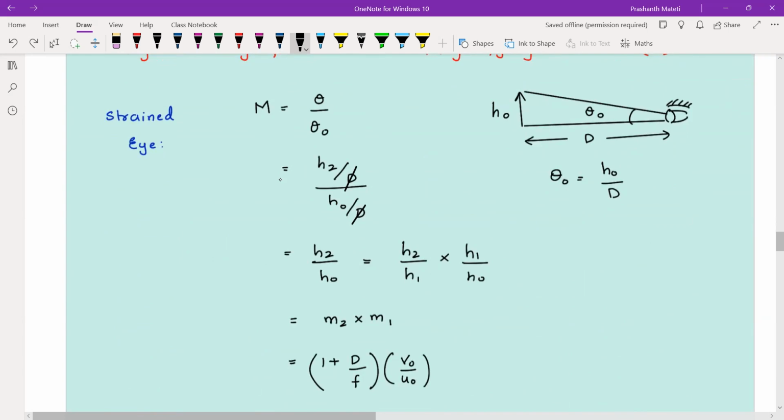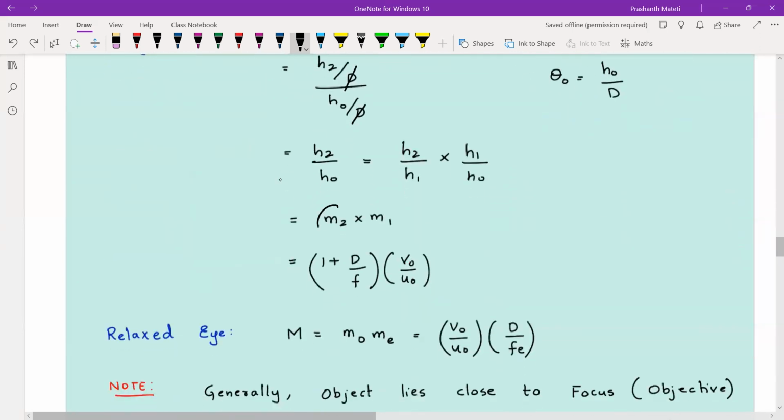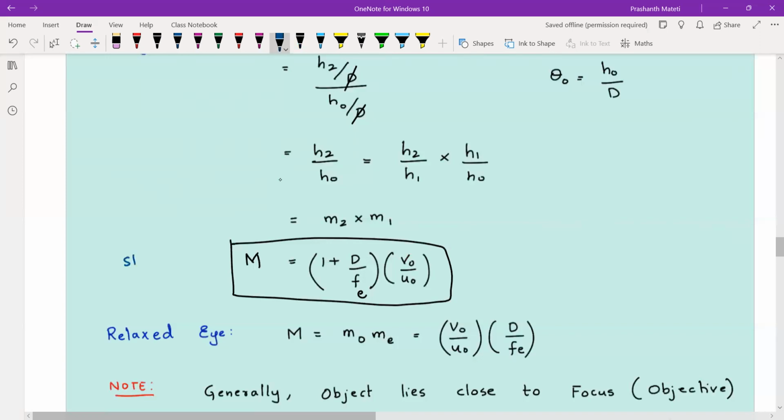So the second lens is just looking like a simple microscope, right? If we forget about the first part, it looks as if there is only one lens, doing as if it is a simple microscope. That is the second magnification. Based on it, we can write the simple microscope formula. For a strained eye, it is 1 plus D by FE, that is the eyepiece, right? And the first lens is producing normal magnification, that is VO by UO. So this is the magnification of the compound microscope for a strained eye.